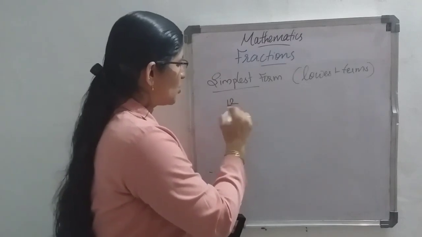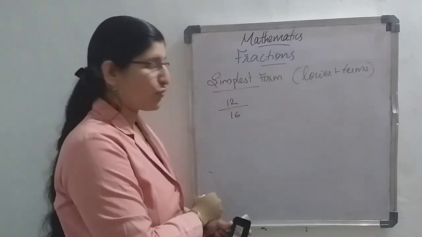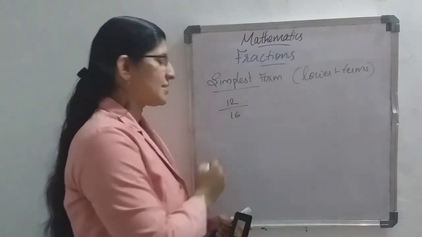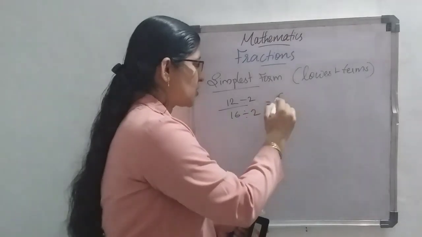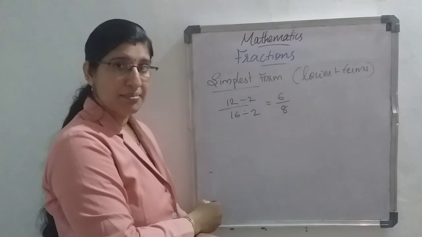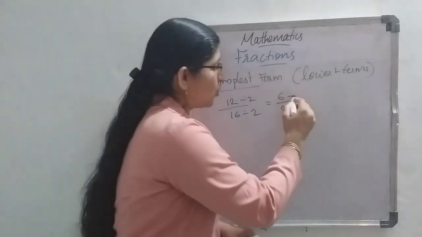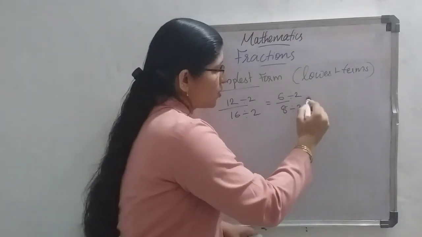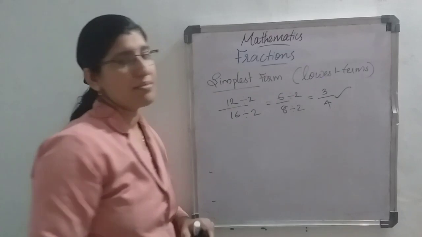Suppose it is 12 and 16. How will you make it the simplest form? 12 and 16 are even numbers. We can divide by 2. So 6 2s are 12, 8 2s are 16. 6 and 8. Is it completed? No. 6 and 8 are even numbers. We can again divide by 2. So 3 2s are 6, 4 2s are 8. So this is the simplest form.